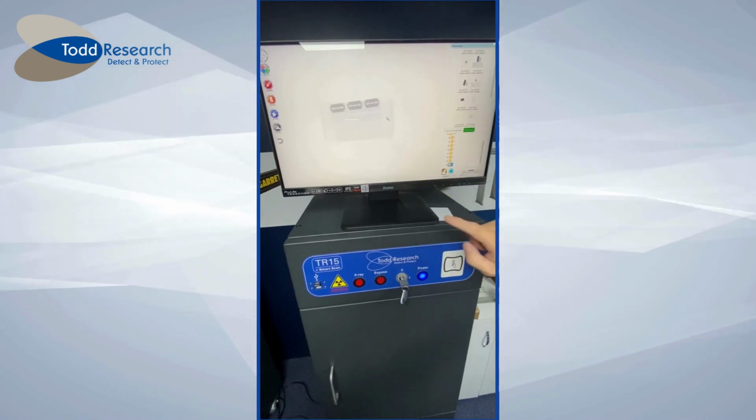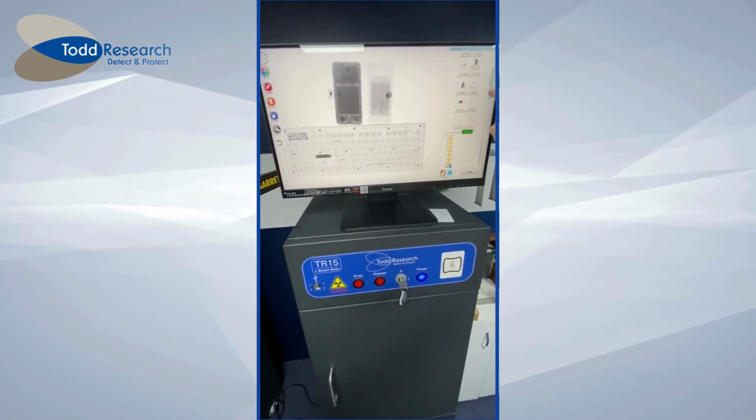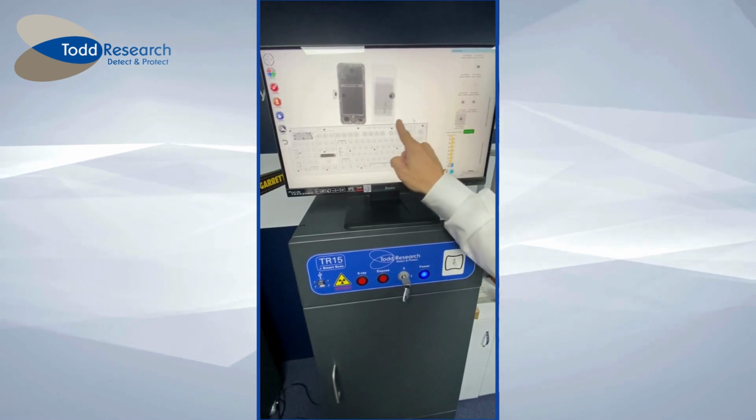So it gives you a complete audit trail of who's been on the machine, when, and what they've scanned.